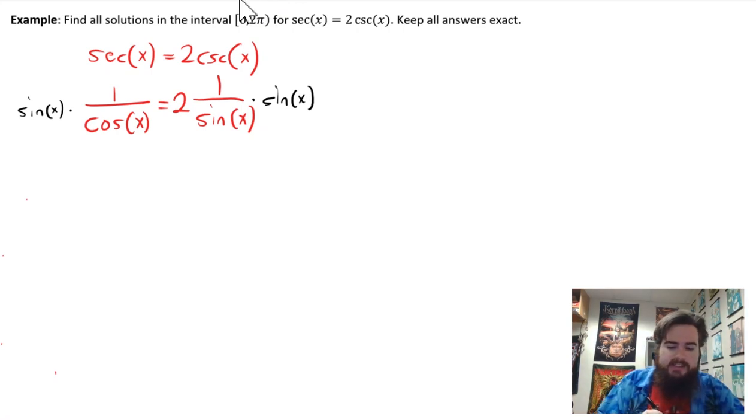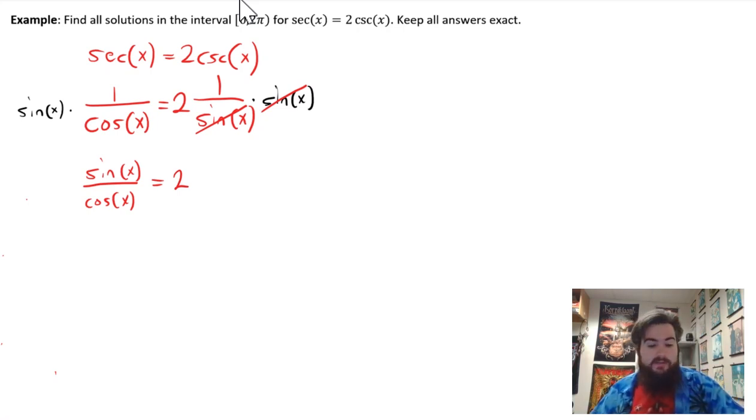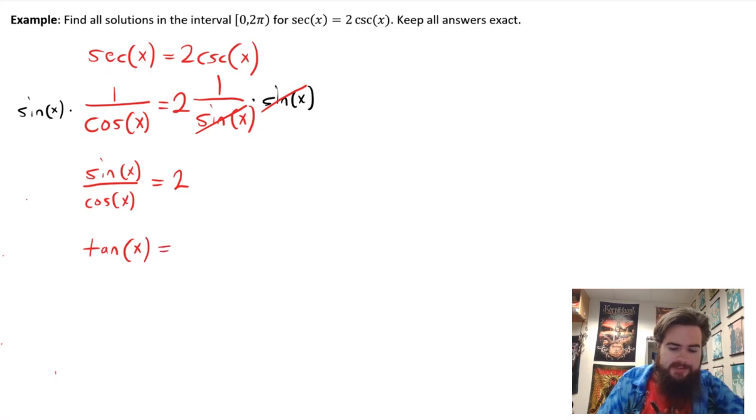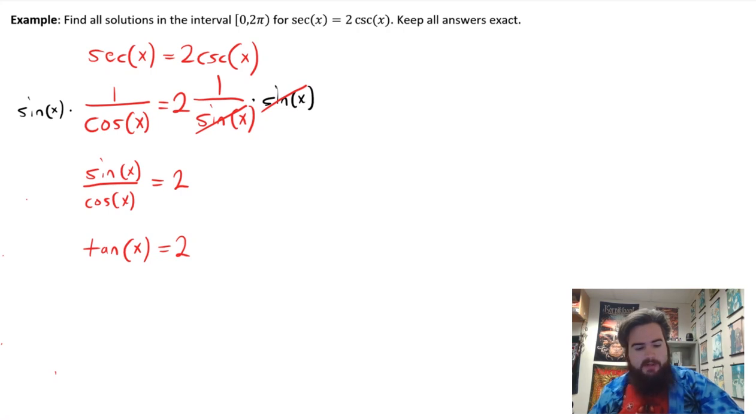Well, on the right side, those two terms will cancel out. And on the left side, I'll have sine of x over cosine of x, which equals 2. And sine of x over cosine of x, that is a quotient identity for tangent. So that is tangent of x is equal to 2. Well, that simplified the problem pretty heavily. Now I just have a single trig function equal to a constant value.